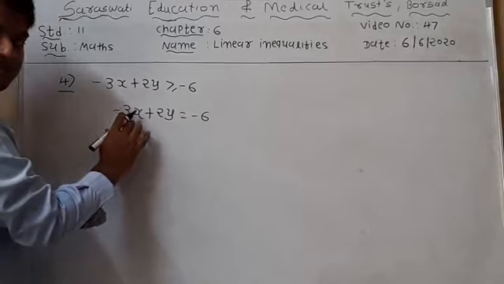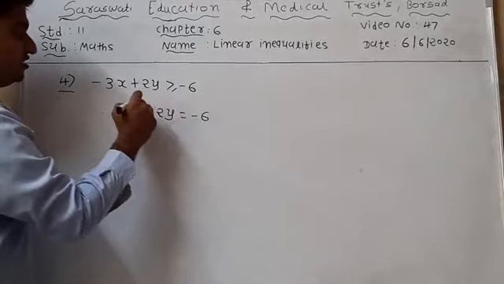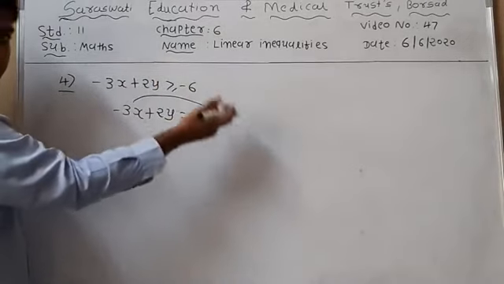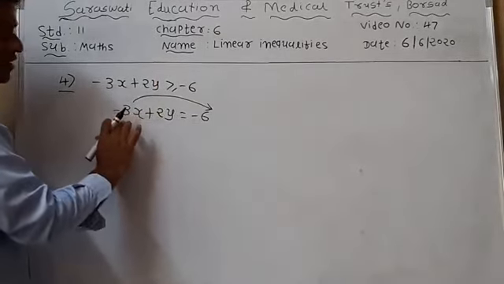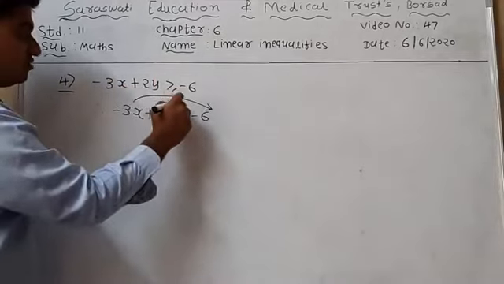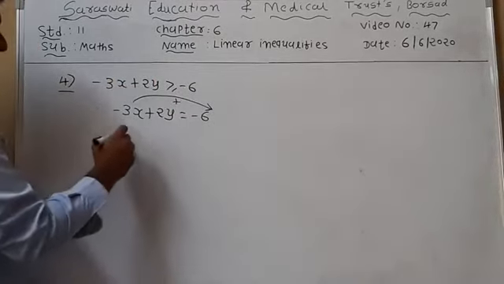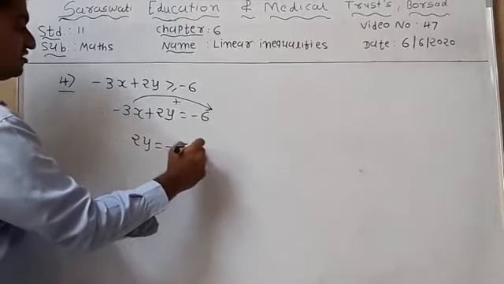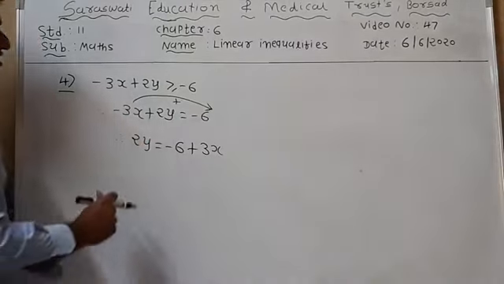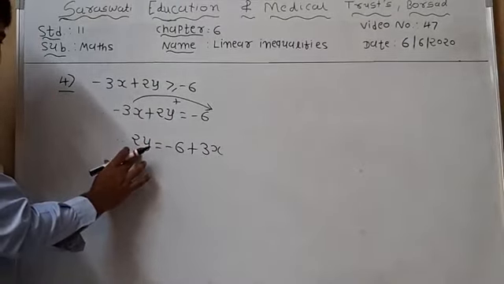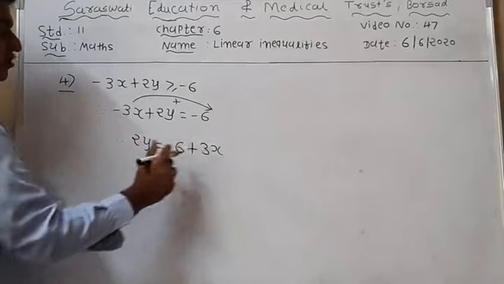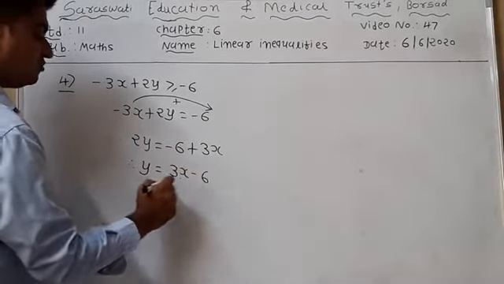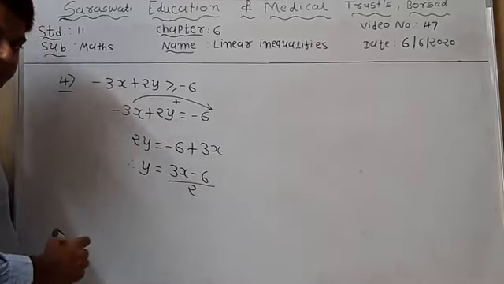Now the negative term is present, so write it on the opposite side. Change the sign, so here we write a plus sign. Therefore 2y is equal to minus 6 plus 3x. Now 2 is in multiplicative relation, so written on the opposite side it becomes division. So y equals (3x minus 6) divided by 2.